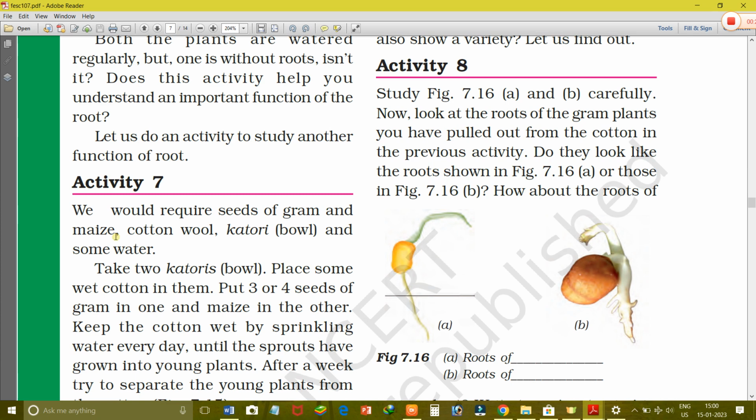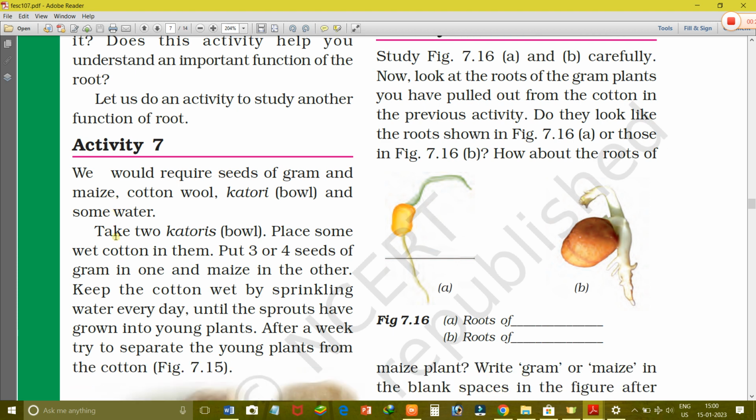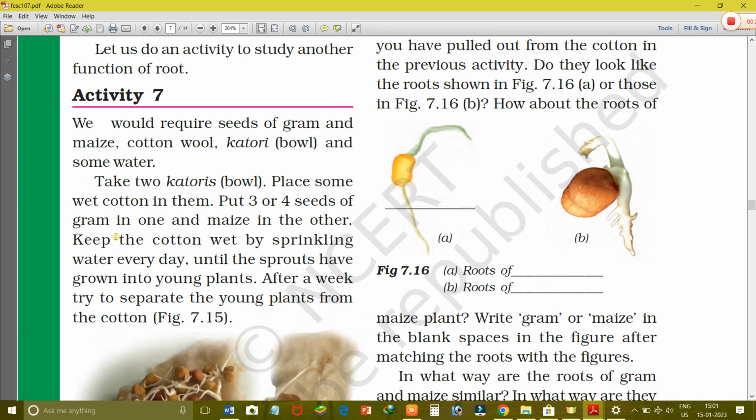Take a katori, place some wet cotton in them, put 3 or 4 seeds of gram in one and maize in the other. Keep the cotton wet by sprinkling water every day until the seeds have grown into young plants. After a week, try to separate the young plants from the cotton.